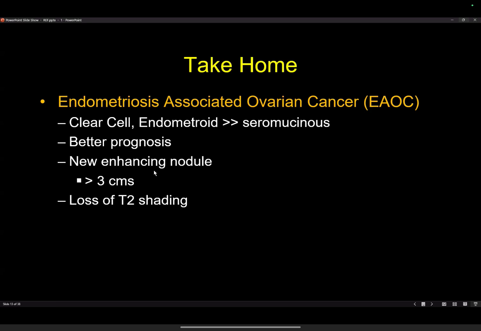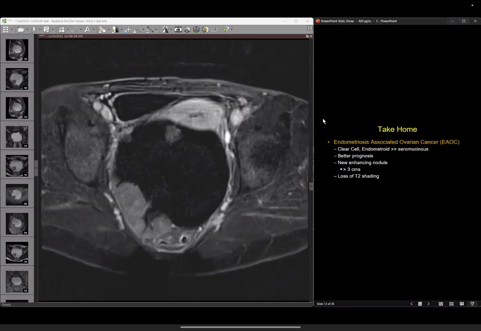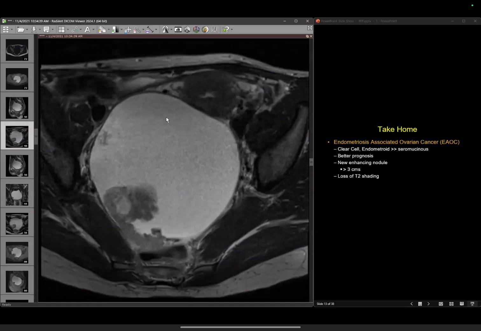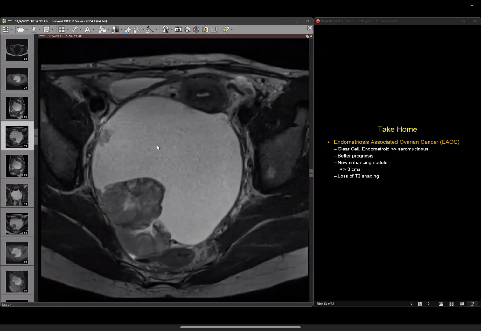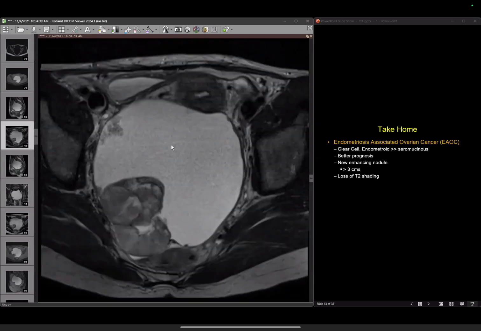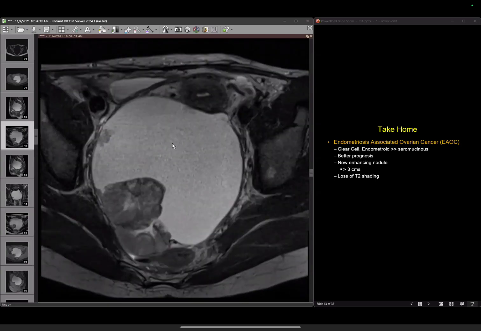When you see an enhancing nodule, as you rightly pointed out, the other important thing is, remember, the classic feature of endometrioma on MR is that they typically show shading on T2. So on T2, they will not be this bright. The reason for that is, if you think about it, what is an endometrioma? It's a confined cystic space in which there is cyclical bleeding happening every month. Because of that, the iron content of an endometrioma is 80 times that of a regular hemorrhagic cyst. And as you know, iron causes signal loss. That's why you see the T2 shading.